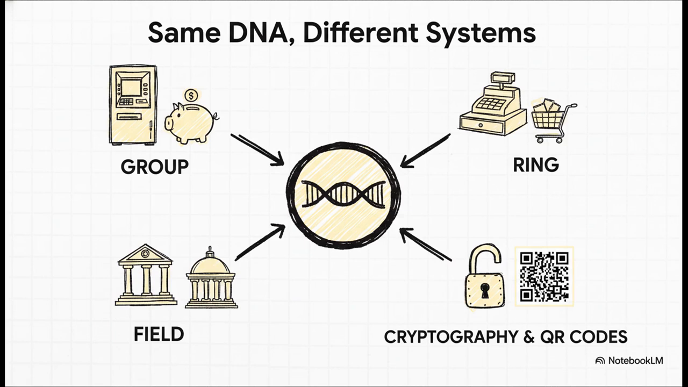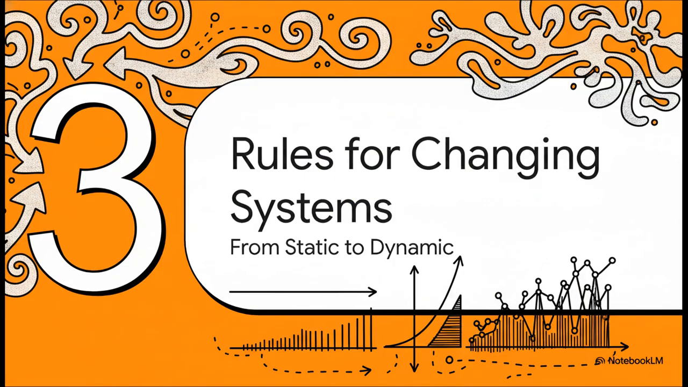And this is where it all clicks back into the real world. That ATM you use, it's operating in a group. The accounting system at your local store, that's a ring. The bank's complex financial models, they need a field to work. And it goes even deeper. The cryptography that keeps your data safe online, or the QR codes you scan with your phone, they all rely on these strict, predictable mathematical structures to be secure and reliable. It's wild.